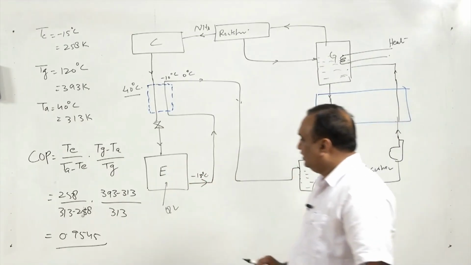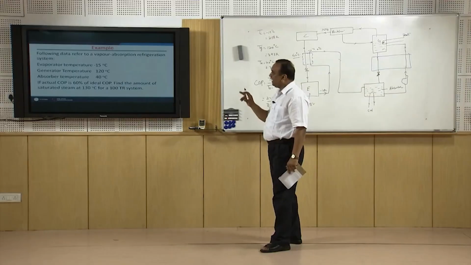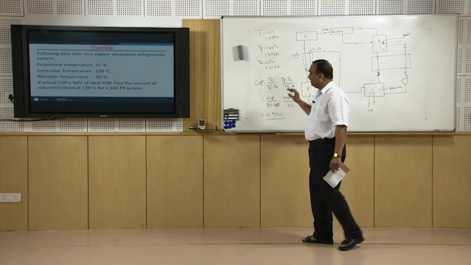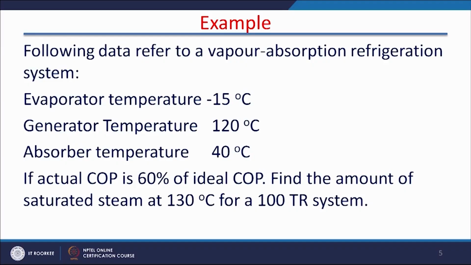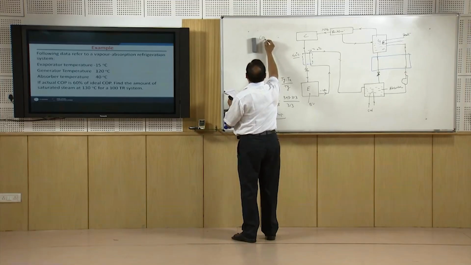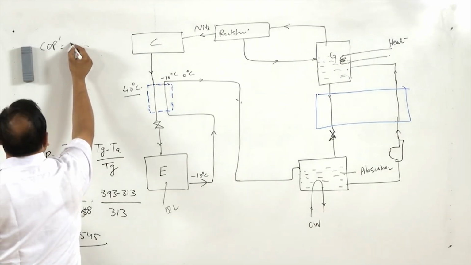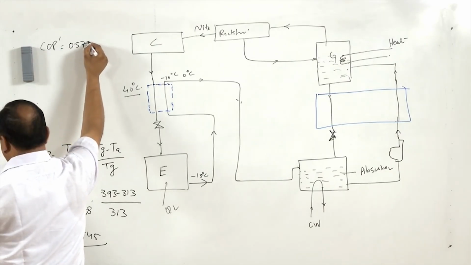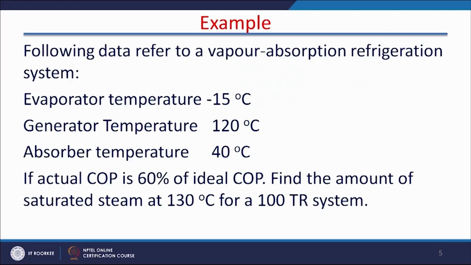So, here the COP is 0.9545, but the actual COP is 60%, because in the actual cycle 40% losses are there. So, the actual COP is COP dash, which is 60% of this, and it becomes 0.5727. Here 10 tons of refrigeration has to be given. So, 10 TR means, sorry, 100 tons of refrigeration.